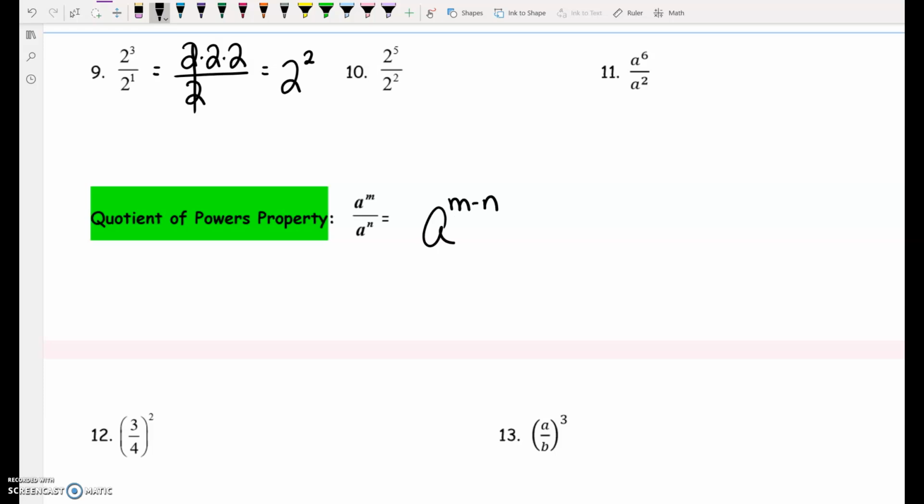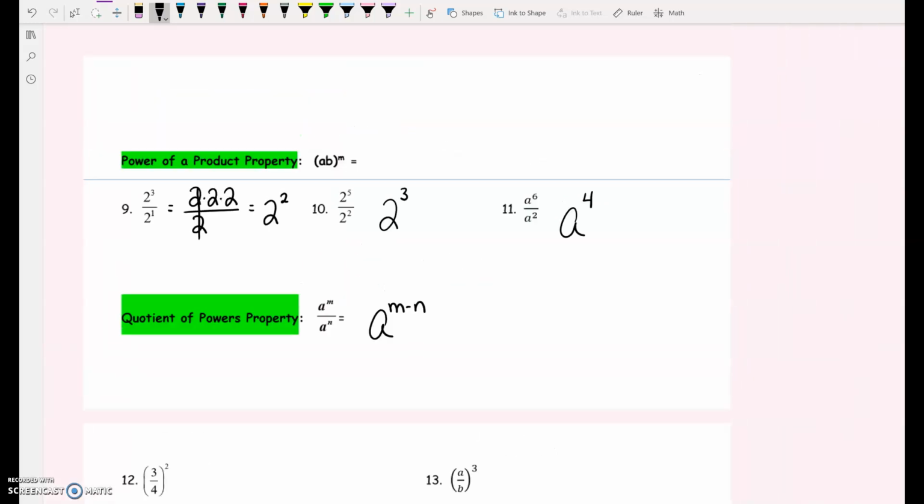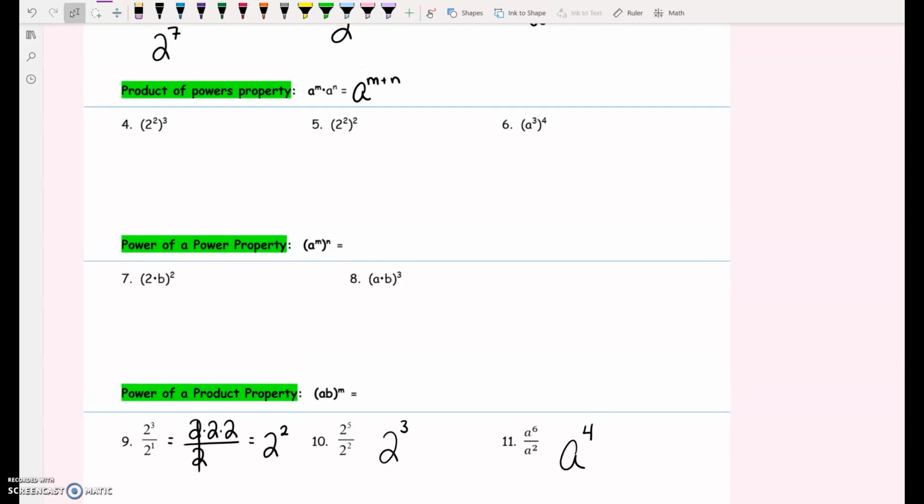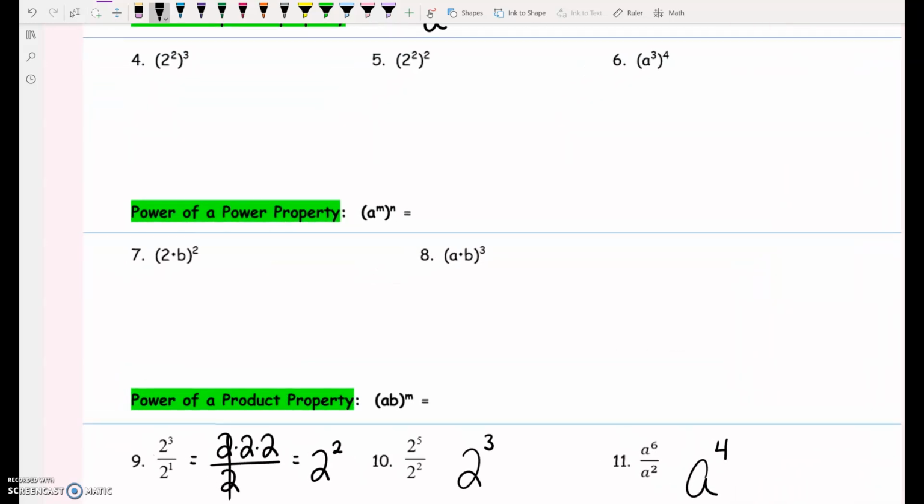So 2 to the 5th divided by 2 squared would be 2 to the 3rd. a to the 6th divided by a squared would be a to the 4th. Easy peasy. All right, now let's look at parentheses. 2 squared, we already agreed that 2 squared means 2 times 2. This thing to the 3rd means that we're going to have 3 of these. We're going to have 2 factors of 2, 3 times. How many 2's do you see written there?